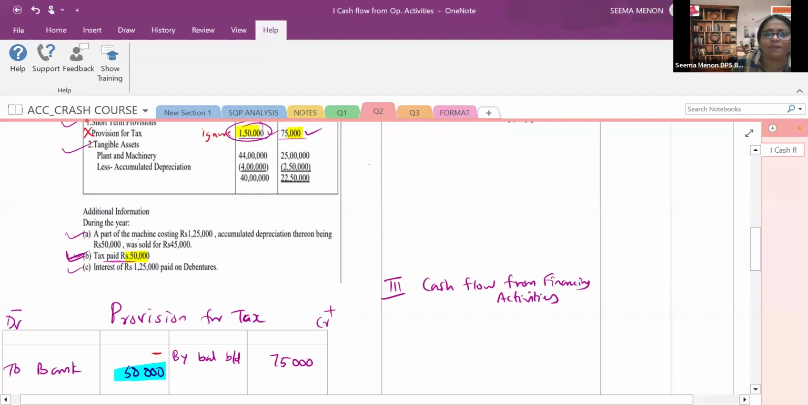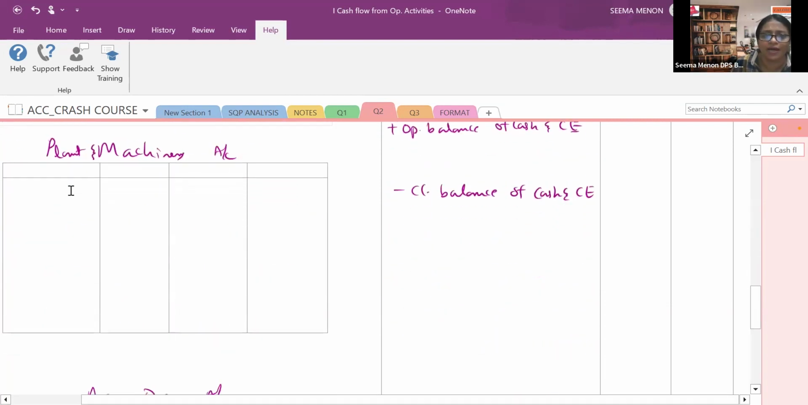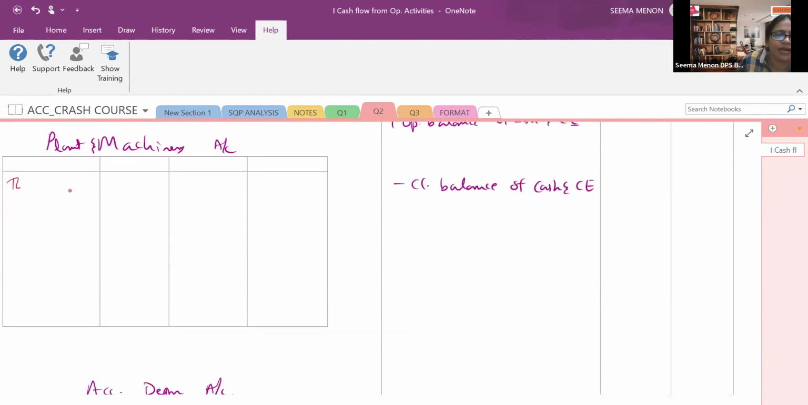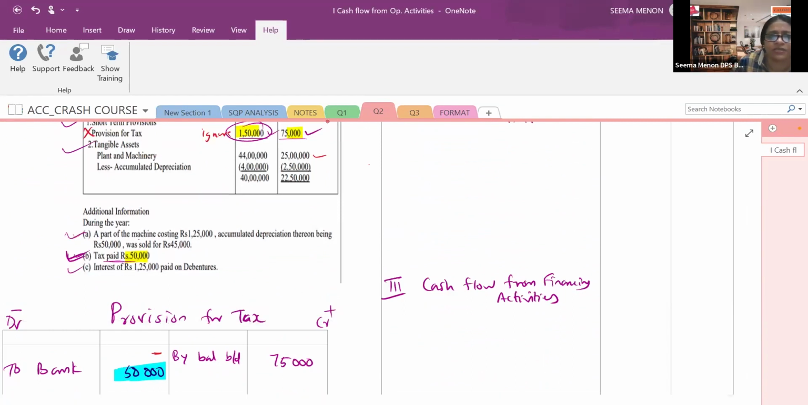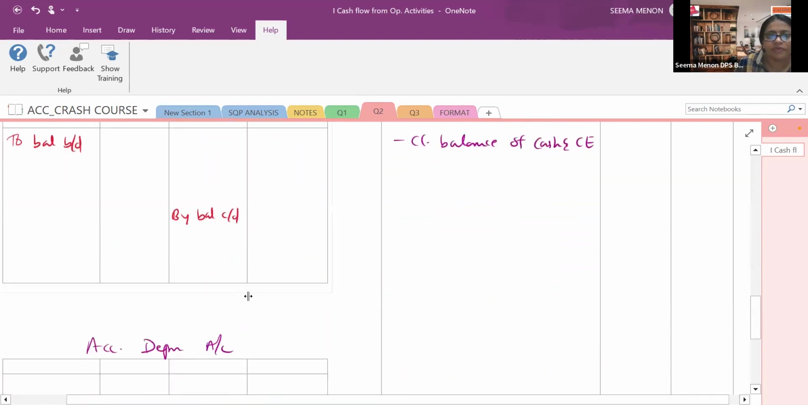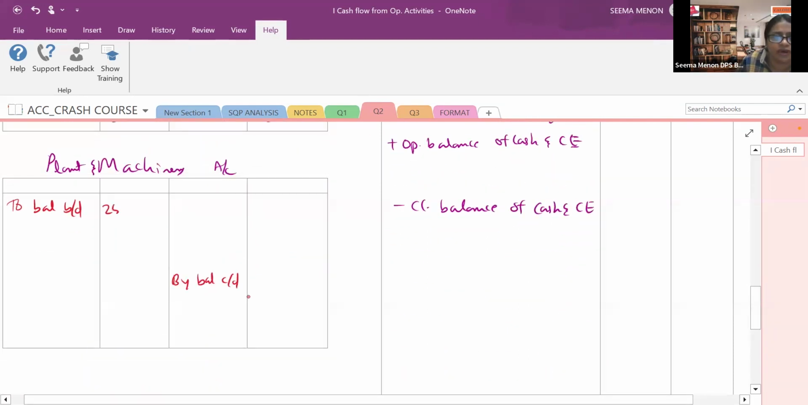Now we are going to prepare plant and machinery account. Plant and machinery account opening balance is 25 lakhs and closing balance is 44 lakhs. So you will be writing to balance brought down. That is opening balance. After leaving 2, 3, 4 lines on the credit side, you will write by balance carry down. So let's see again the question. The opening balance is 25 lakh and the closing balance is 45 lakh. Opening is 25 lakhs and the closing is 44 lakhs rupees. So this we have done.